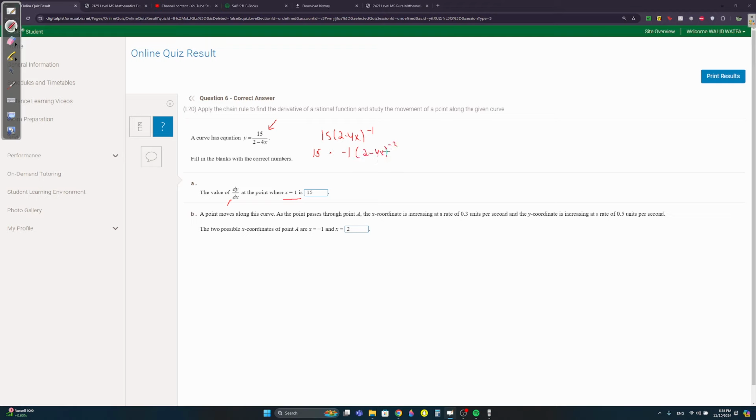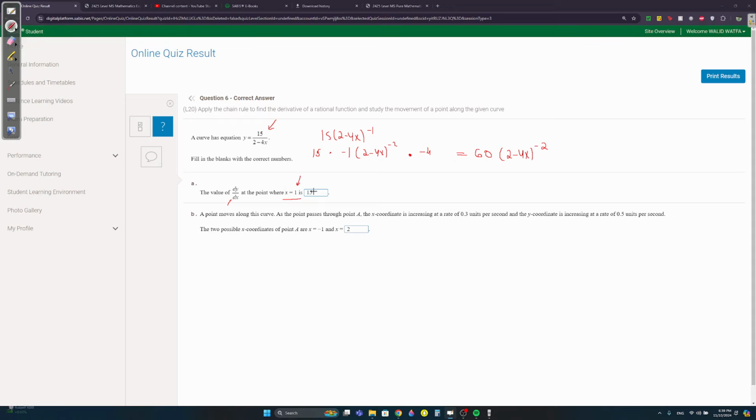This is the derivative of the outside. Remember, you also have to multiply by the derivative of the inside. 2 doesn't get derived, it's 0. 1 times minus 4 is minus 4. X, reduce it by 1, there will be no more x. So you're going to get 15 times minus 1 times minus 4 is 60, over 2 minus 4x to the power of minus 2.